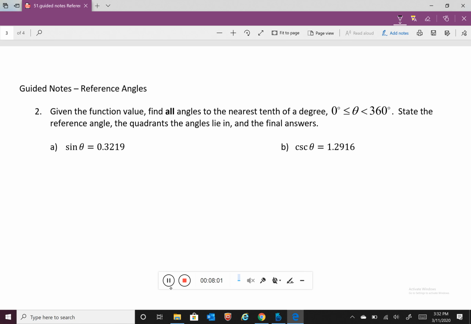Our next set of questions deals with finding all angles that meet the given condition. So we're going to find all angles to the nearest tenth of a degree between 0 and 360 degrees. So one full positive rotation.